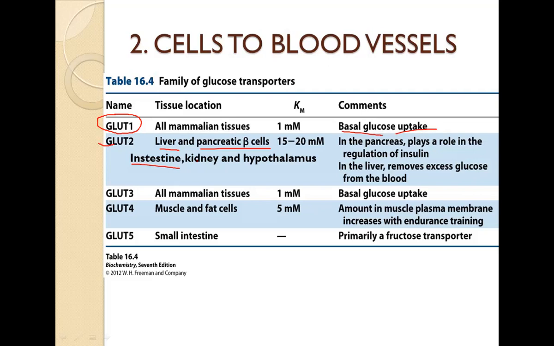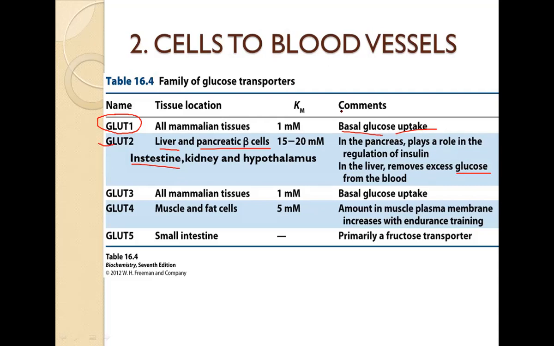It has also been seen in kidney as well as hypothalamus. Now, in the pancreas, it plays a role in regulation of insulin. And in the liver, it is known to remove the excess glucose from the blood and store it as glycogen or reutilize it for other pathways like HMP.